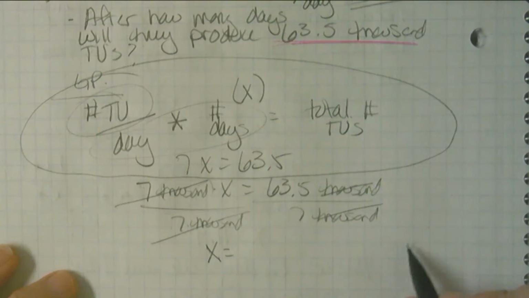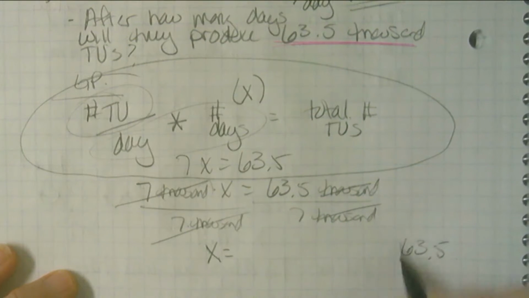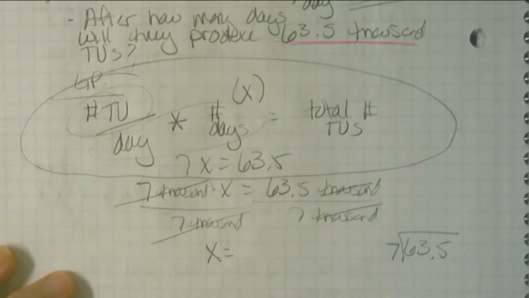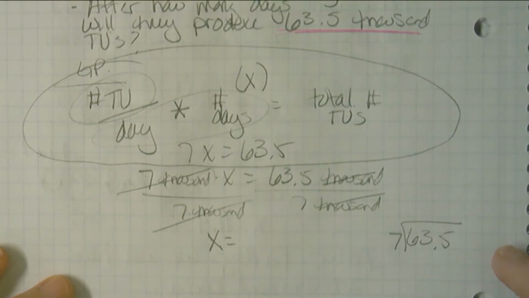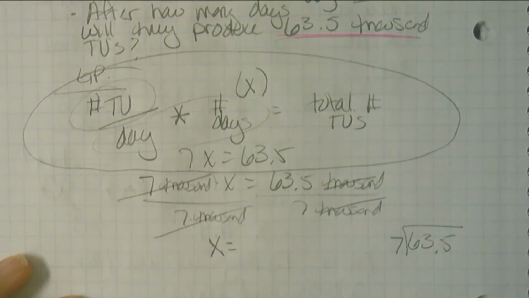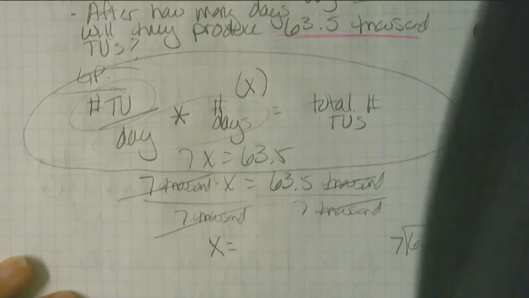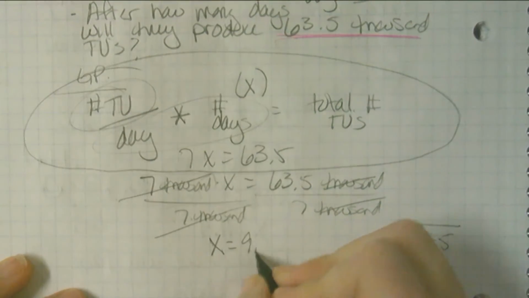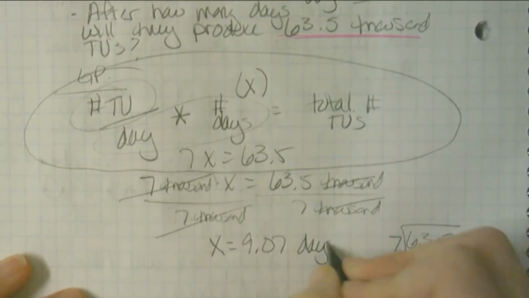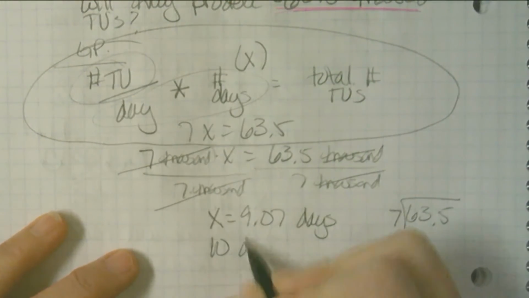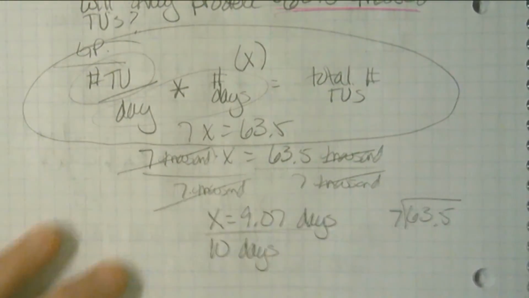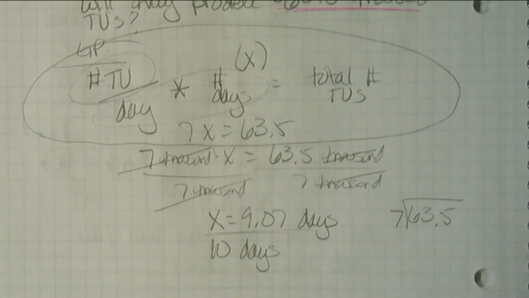All right, so off to the side, we are doing 63.5 divided by 7. All right, and I believe what we end up with is 9.07 days. I probably would have said 10 days, just because it's over 9, but they said 9 days. Yes, Jagger?